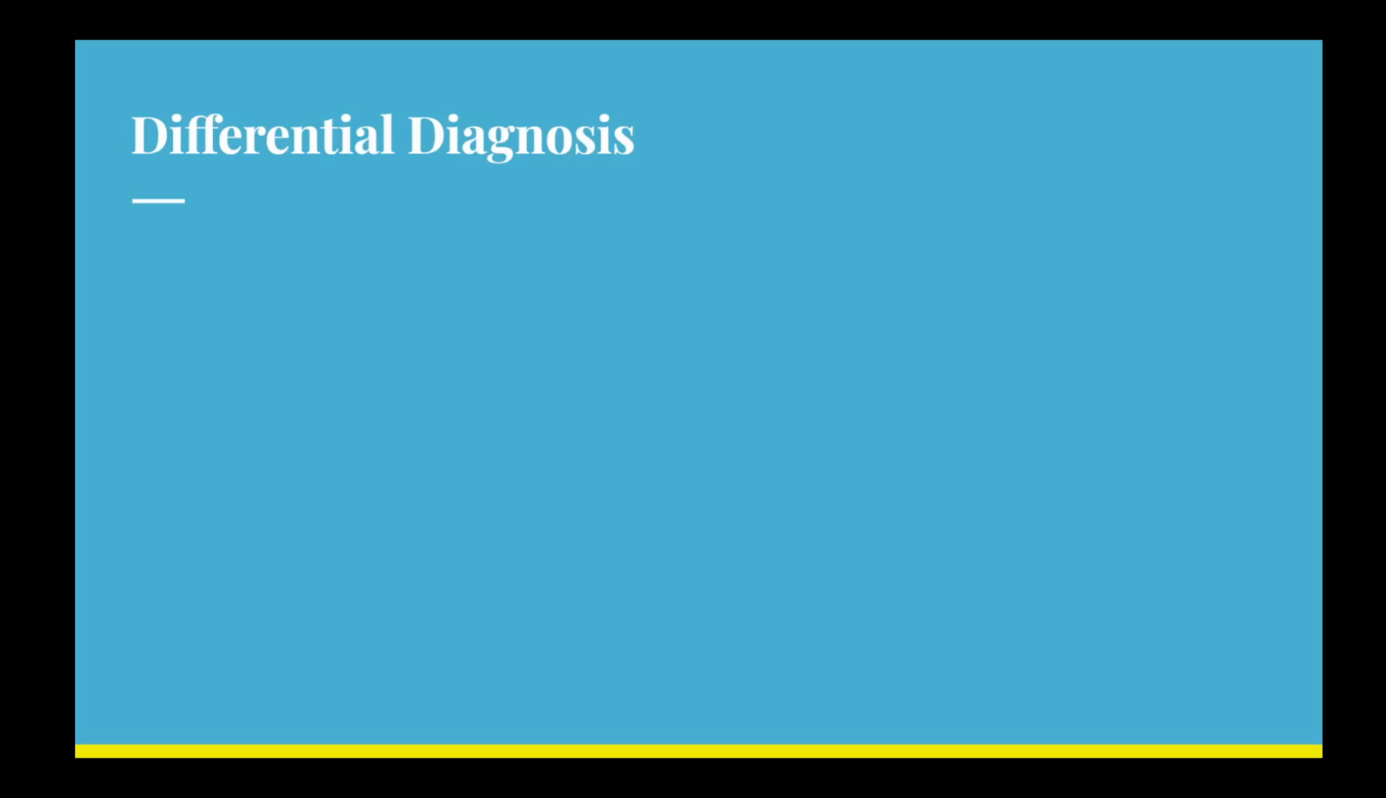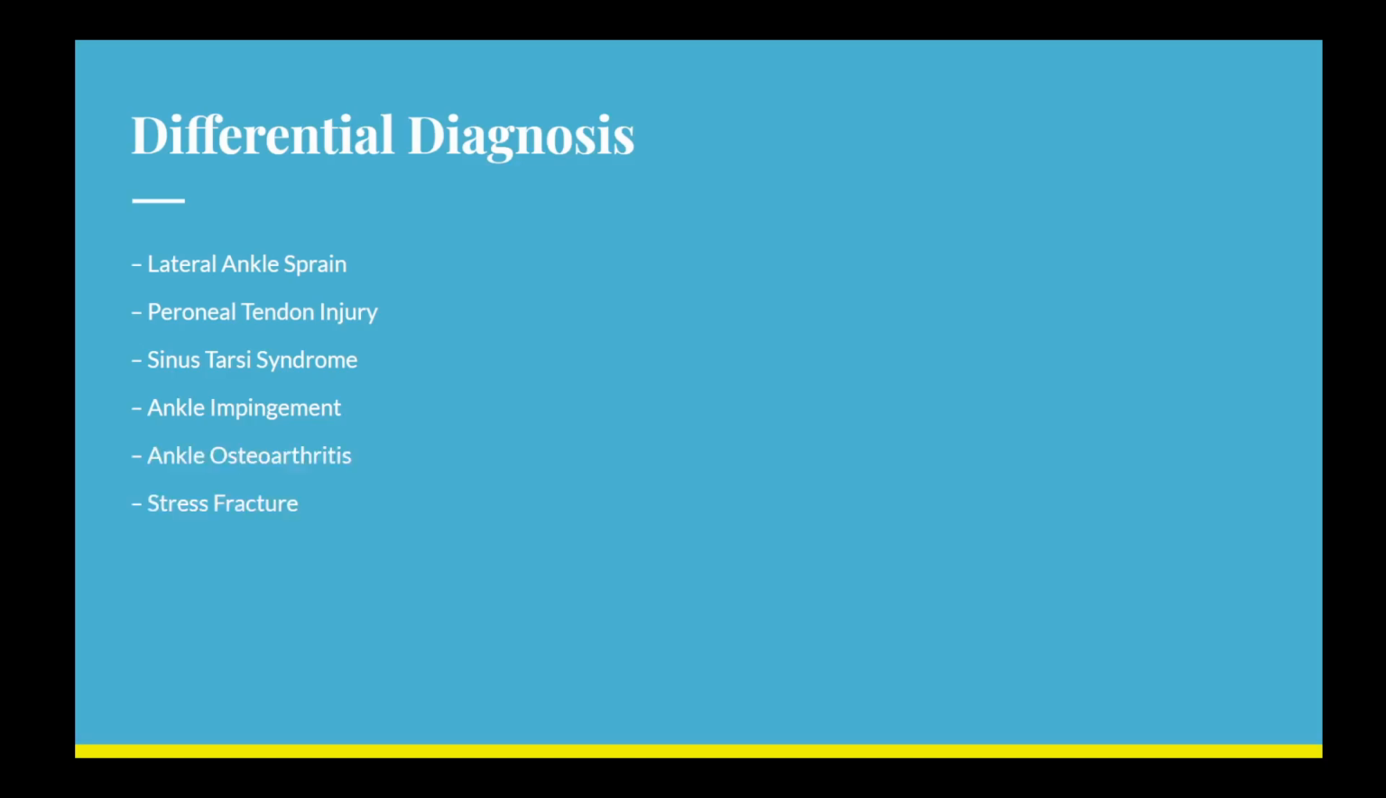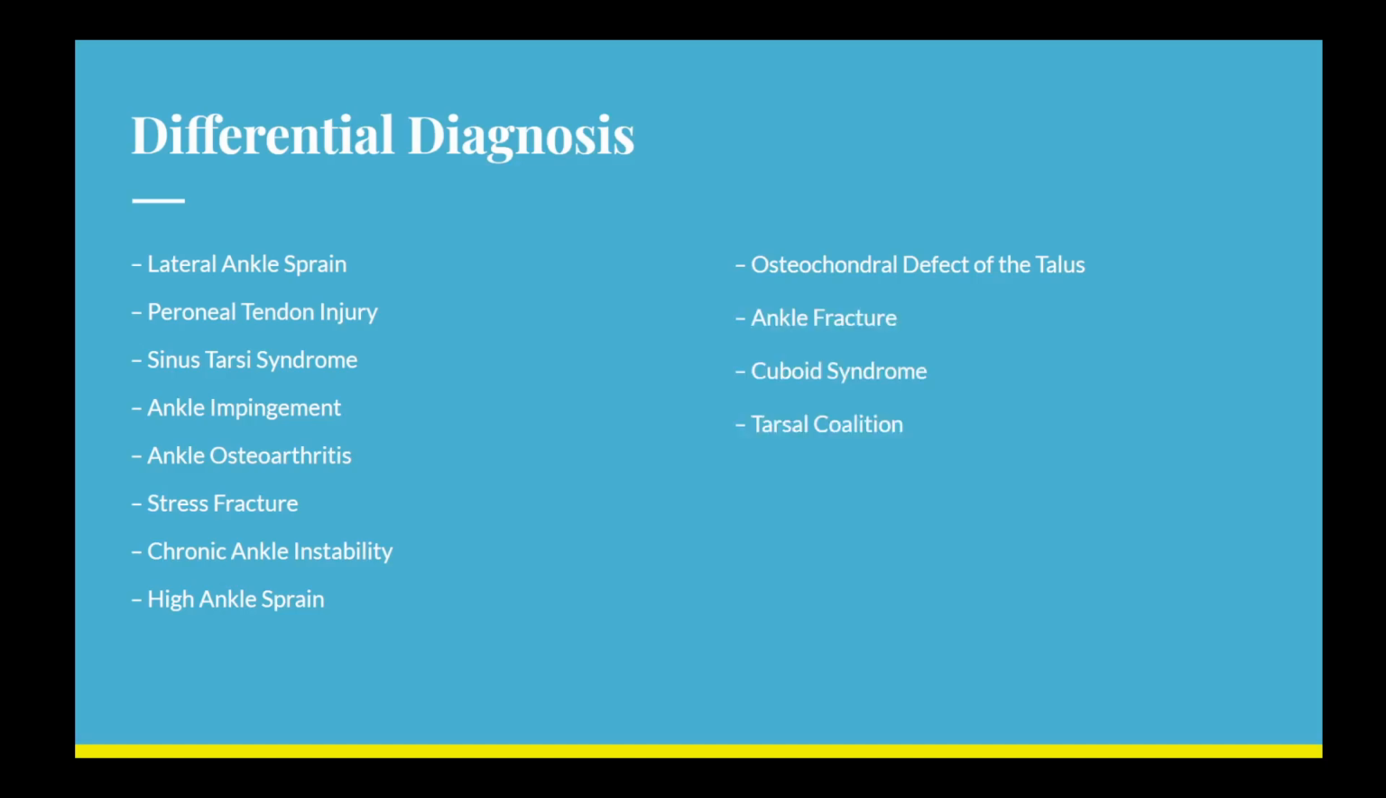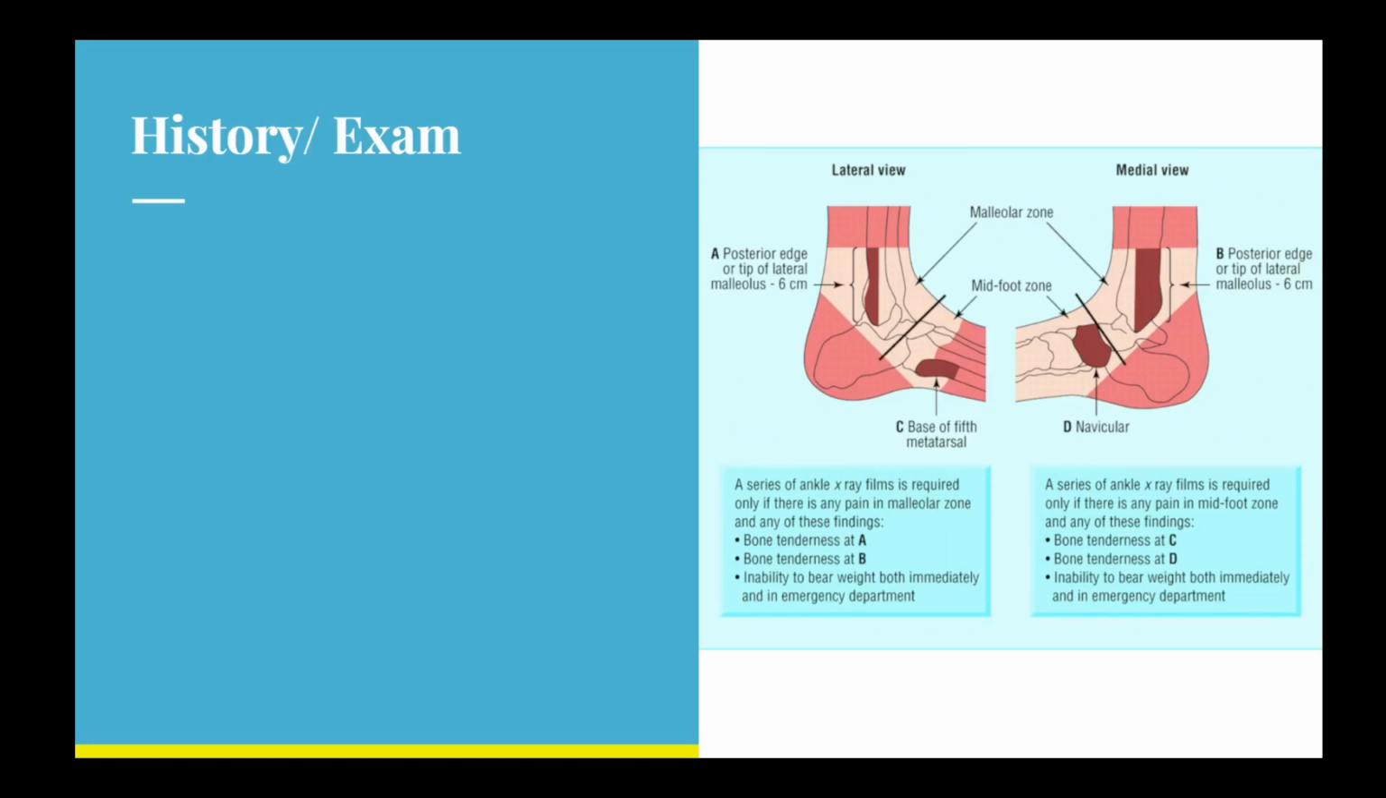Differential diagnosis is broad for lateral ankle pain. So we're going to have peroneal tendon injuries, sinus tarsi syndrome, ankle impingement, ankle OA, stress fractures, chronic ankle instability, high ankle sprain, osteochondral defects of the talus. Those are fairly common. Ankle fractures, cuboid syndrome, tarsal coalition, peroneal nerve and sural nerve injuries, and then fifth metatarsal fracture. So pretty broad differential, and you can kind of tease out some of these things based on your history and exam.